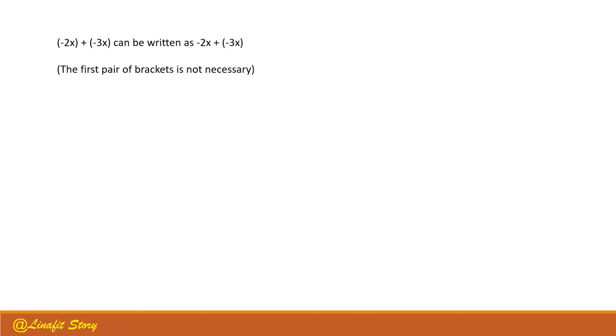Negative 2x plus negative 3x can be written as negative 2x plus open bracket negative 3x close bracket. The first pair of brackets is not necessary.